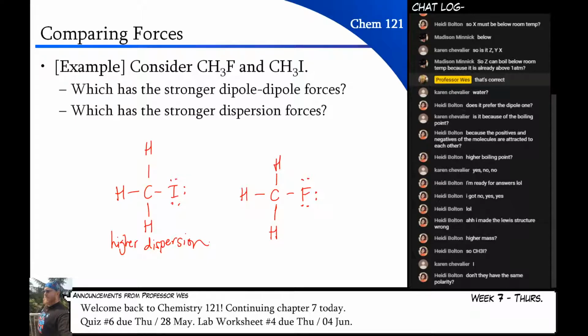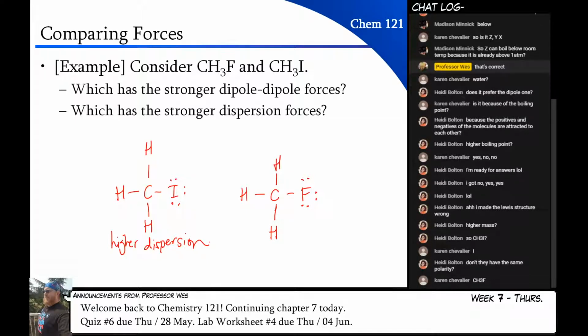They don't have the same polarity. What governs polarity? And it is CH3F, but how do we know? Where'd my pen go? There it is. How do I determine polarity?